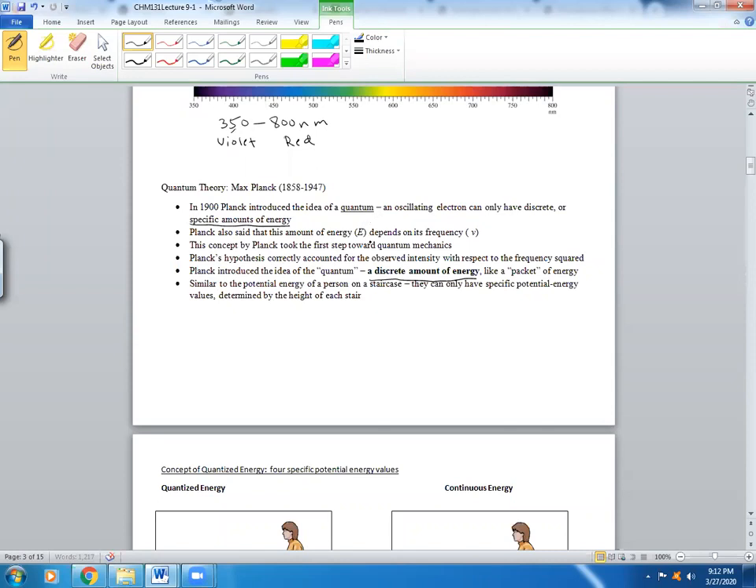Planck said that the amount of energy depends on its frequency, as we said, and he took the first step toward quantum mechanics, and his hypothesis correctly accounted for the observed intensity with respect to the frequency squared. A little bit more advanced, but what we want to know about the quantity here is that we want to move away from just an arbitrary amount or range and move to something that is, again, very specific.